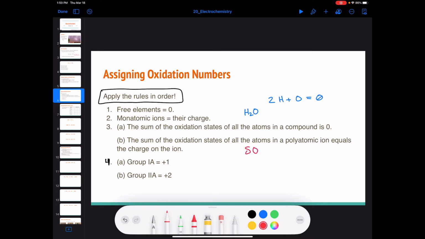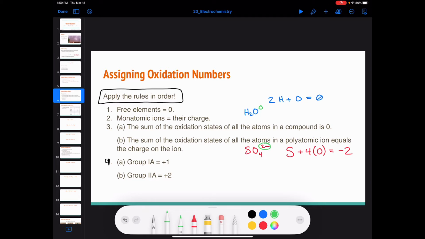Now, on the other hand, in 3b here, it says, okay, what if you don't have a neutral molecule? What if you had something like a sulfate ion? Well, in that case, I would have to take the oxidation number of my sulfur, plus the oxidation number of 4 different oxygens, and that would all have to add up to a -2, because the charge is -2. So you're always just looking in the top corner. Here, there's no charge, so it adds up to 0. Here, it's a -2, so it adds up to -2.